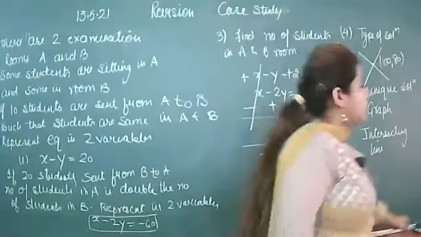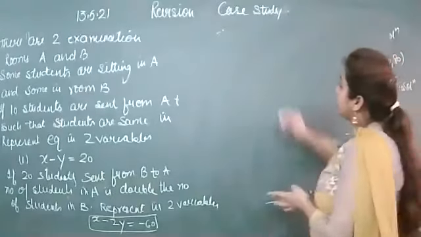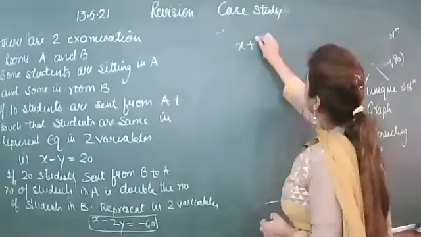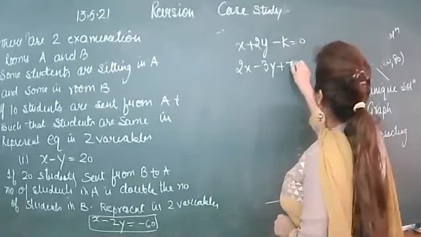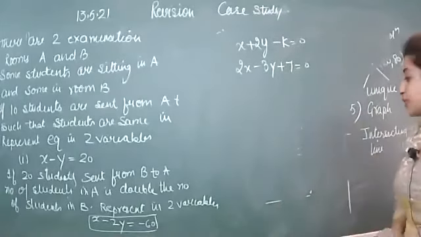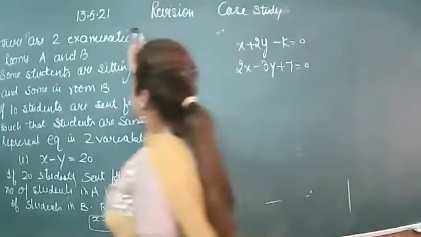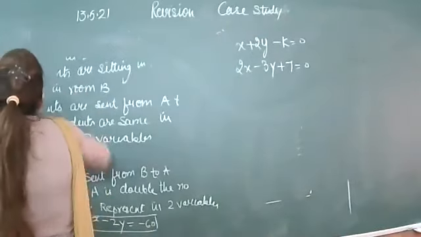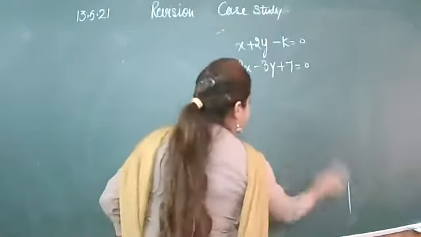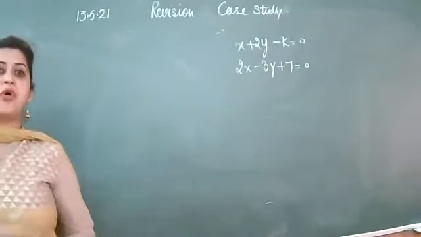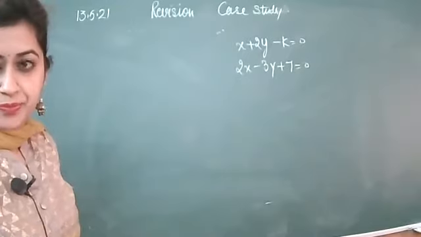Yes, look here. x plus 2y minus k equal to 0, 2x minus 3y plus 7 equal to 0. If the system of equations has a unique solution, can you tell me the value of k? For which value of k does the system of linear equations have a unique solution?